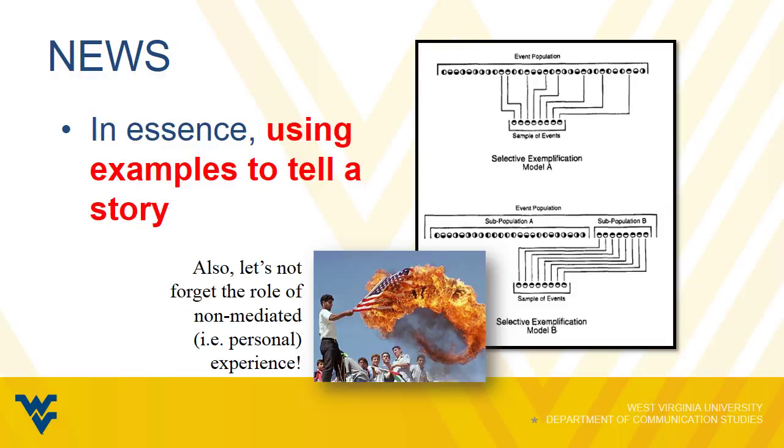We can also talk about exemplification, and that's using examples to tell a story. The idea here is that when the media covers events, we don't often just choose things at random. We choose events that represent particular issues of the day. And so here we have a Middle East protest against the United States where somebody's burning the American flag. And we commonly use this as an example of Middle Eastern relations with the United States.